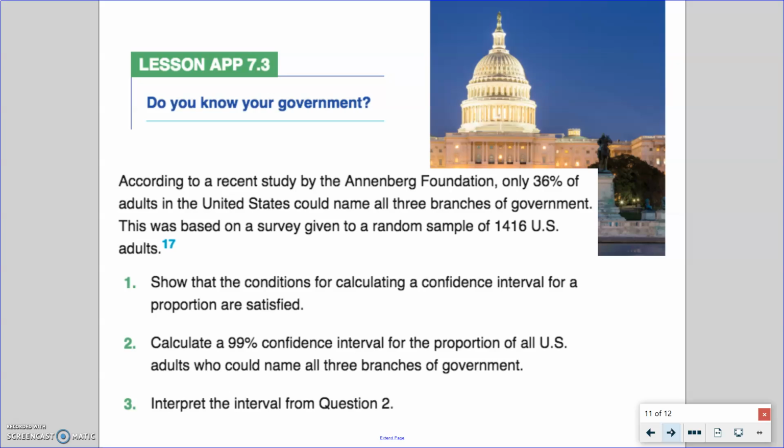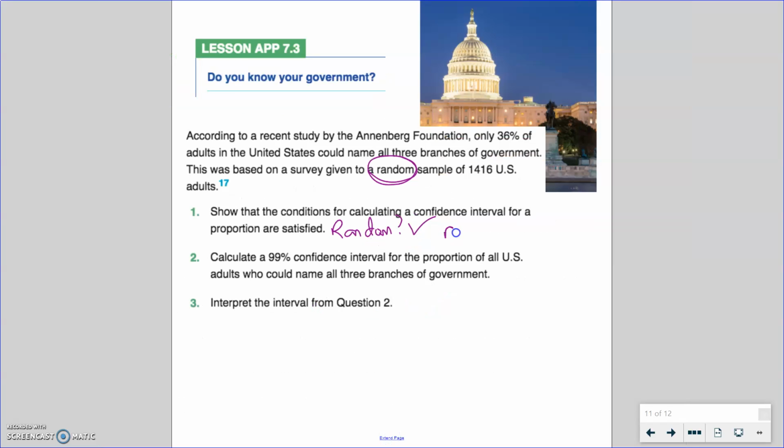All right, so here's a practice question. Go ahead and pause, and then when you're ready to see the answers, unpause it. All right, show the conditions are met. Well, first off, is it random? It does say the survey was given randomly. So normally I'd write random, question mark, and then I'd put a little check mark because it used the word random. Now we need to check np is greater than or equal to 10, and n times 1 minus p is greater than or equal to 10.